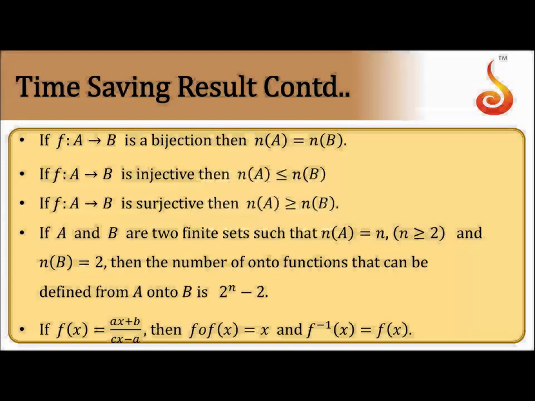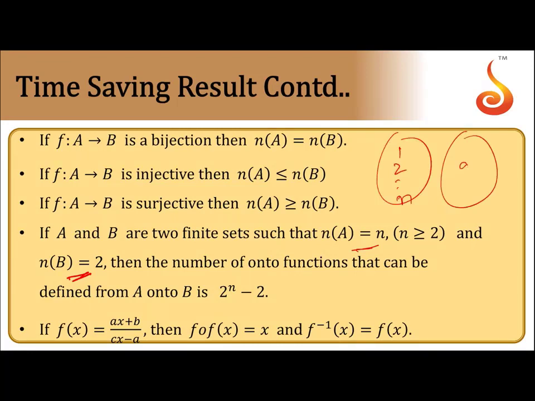And 2 to the power n minus 2 represents the number of onto mappings that are defined from set A to set B, with set A consisting of n elements and set B consisting of only 2 elements. So set A consists of 1, 2, 3 and so on up to n elements, and set B consists of 2 elements. Each element can be related with either a or b. All the elements can be related in 2 ways each.